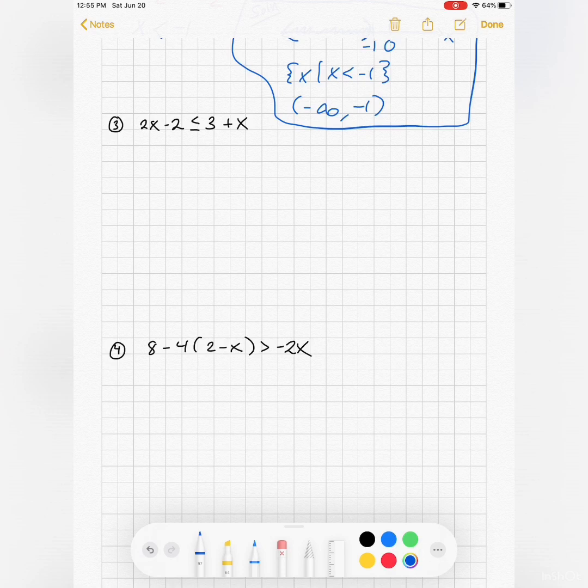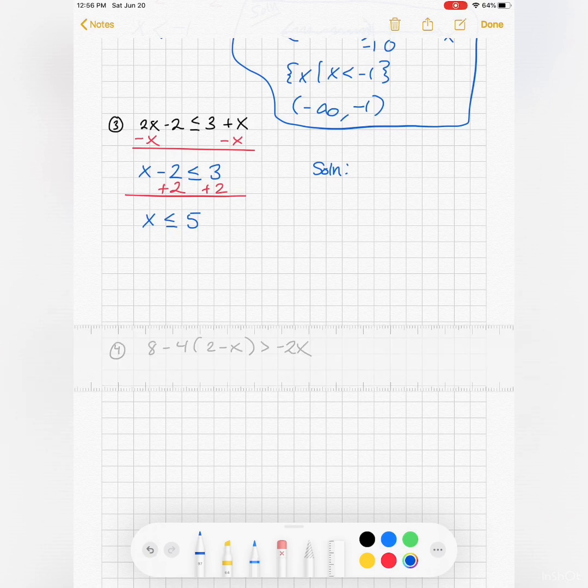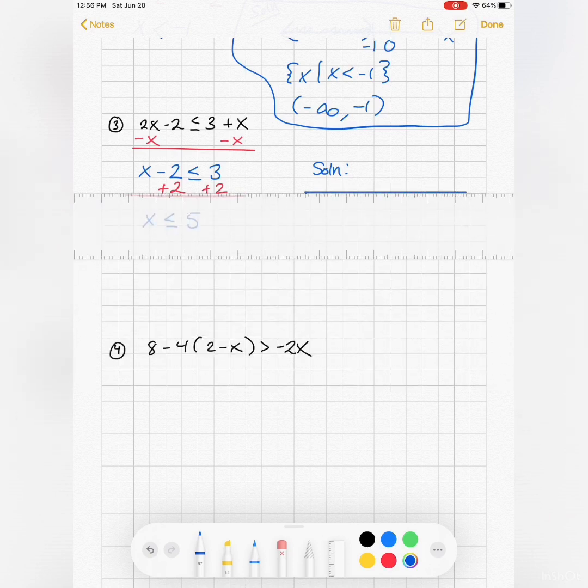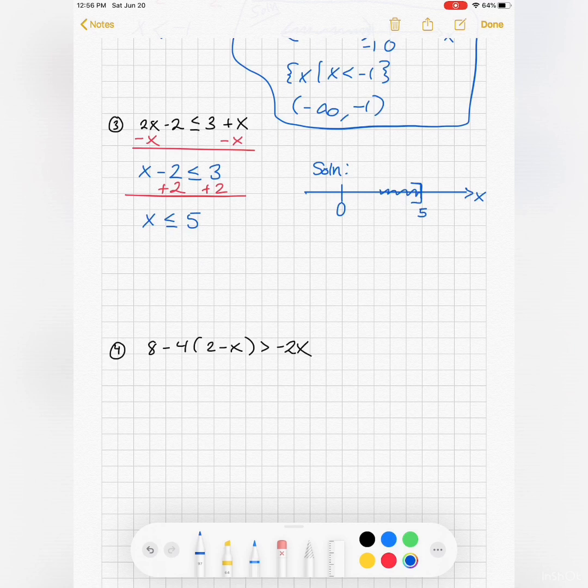Okay, what about number 3? Let's see. So here I actually have some like terms to combine. Let me start by subtracting the x's then. And then add the 2. Okay, and then all I have to do, write my solutions out, my number line, my set builder, my interval notation.